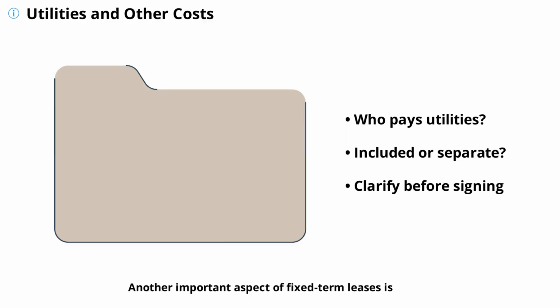Another important aspect of fixed-term leases is how utilities and other costs are handled. The lease should specify who pays for things like water, electricity, gas, and internet. Sometimes, these costs are included in the rent. Other times, tenants pay them separately. Always clarify these details before signing.